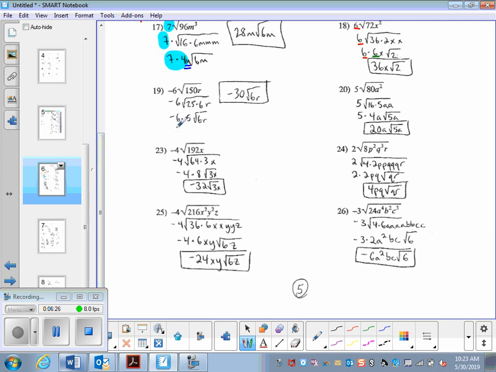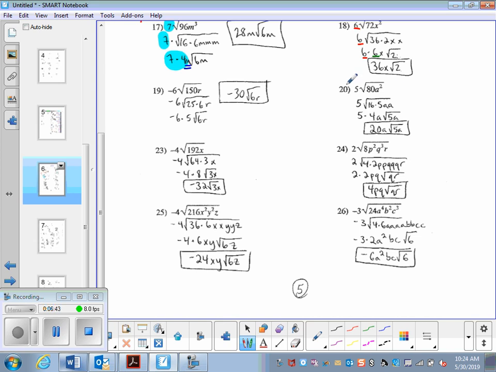All right, for number 19, 150 is the product of 25 and 6, and I have a negative 6 already out here. So the square root of 25 is the 5 that I've pulled out, and then I just have 6r left. 2 doesn't even go into 1, so the r has to stay. There is no square root of r. It's going to stay right there.